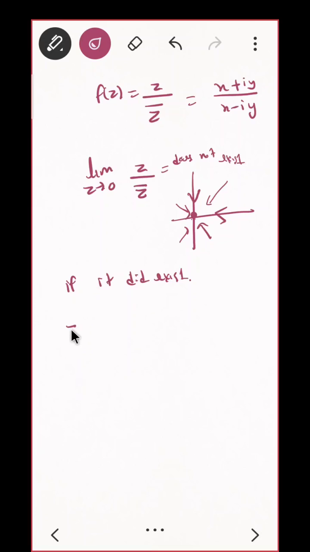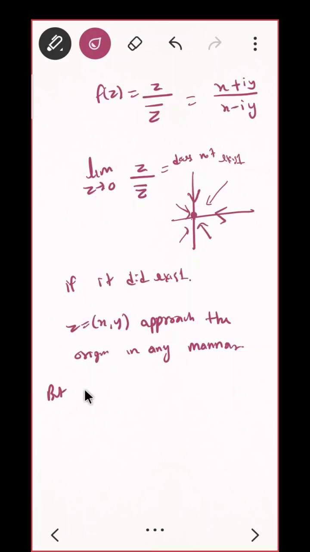that means I have to write z equal to x comma y approaching the origin in any manner. Now you will see something. But when I am taking a real part, that is z equal to x comma 0. See, purposely I am writing coordinates so that you relate it with your SYBSc.